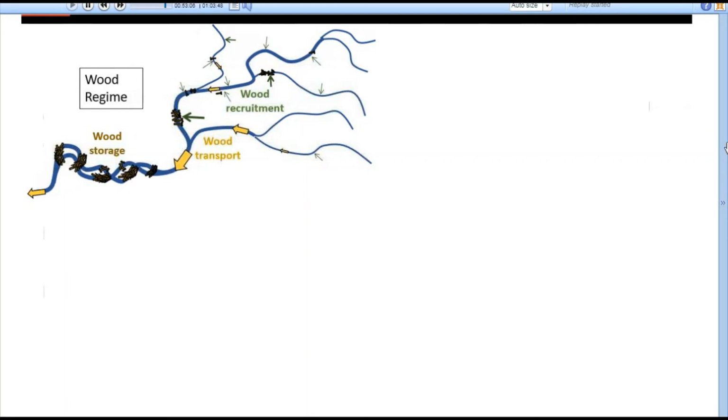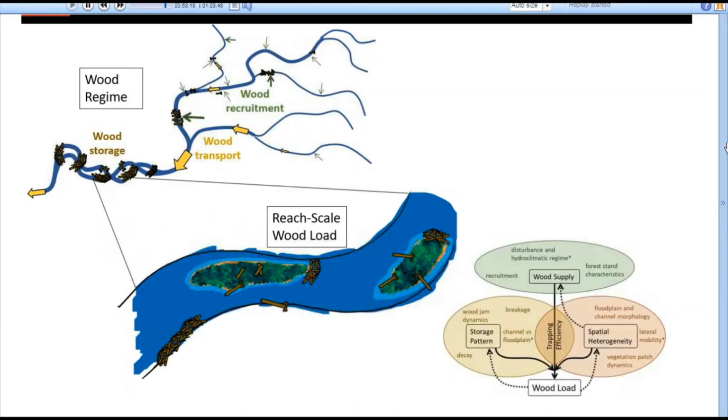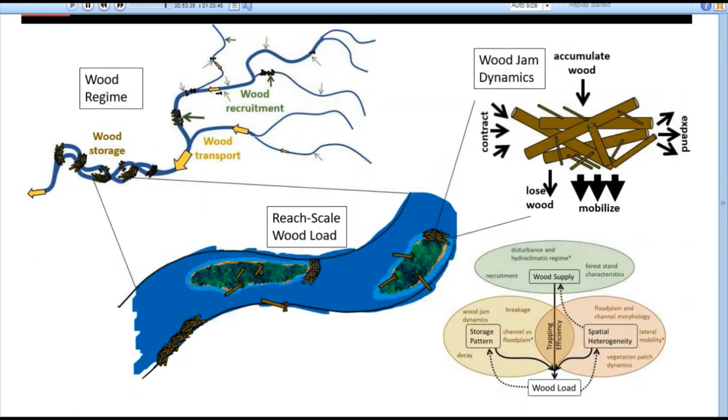Okay, so I'll wrap up here. I want to summarize the things I've talked about. Starting out with the wood regime, thinking about how wood recruitment, transport, and storage all work together to determine reach-scale wood loads. You'll remember I introduced that conceptual model, thinking about how the amount of wood delivered to a river is filtered through the ability of that river to trap that wood and accumulate wood through time. And then I zoomed in even further to think about wood jam dynamics, introducing WooDDAM and this idea that we can use a collaborative approach to quantifying, understanding, and then predicting wood jam dynamics.